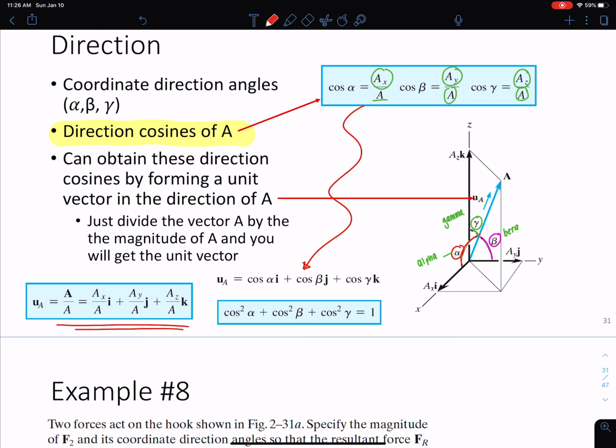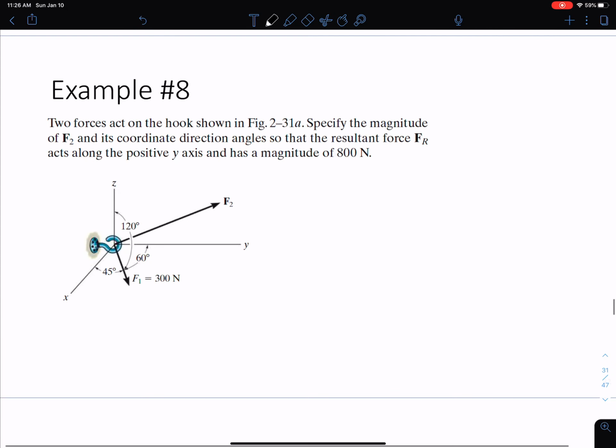Now, cosine squared alpha plus cosine squared beta plus cosine squared gamma is equal to 1. This is a property of my direction cosines. These are all formulas that will help us when we're solving these 3D problems. Okay, so let's try example 8 here.